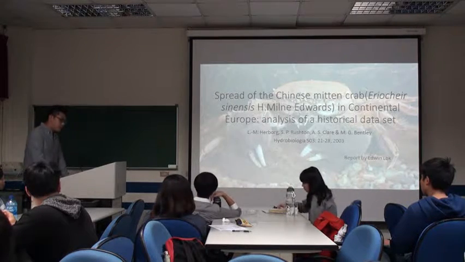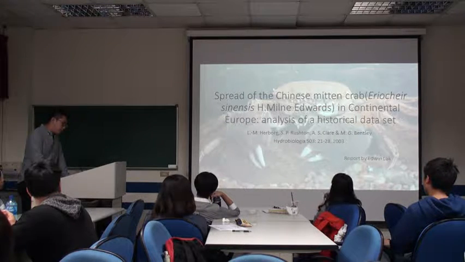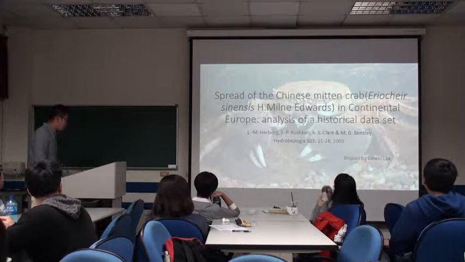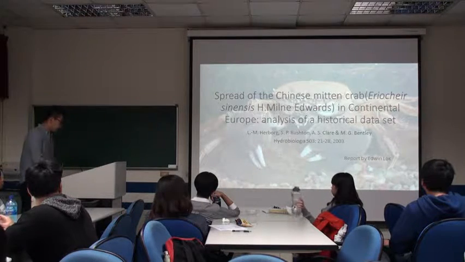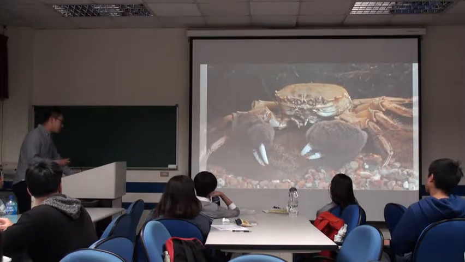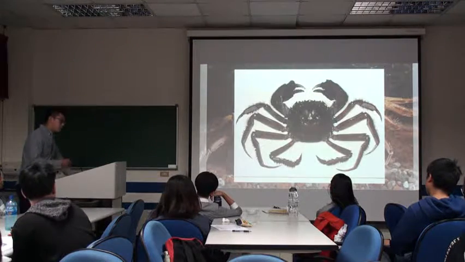The article I'm going to show you today is called Spread of Chinese Mitten Crab in Continental Europe, Analysis of a Historical Dataset. First, I will show the picture of the crab. This is the Chinese mitten crab, and this is the specimen of the crab.